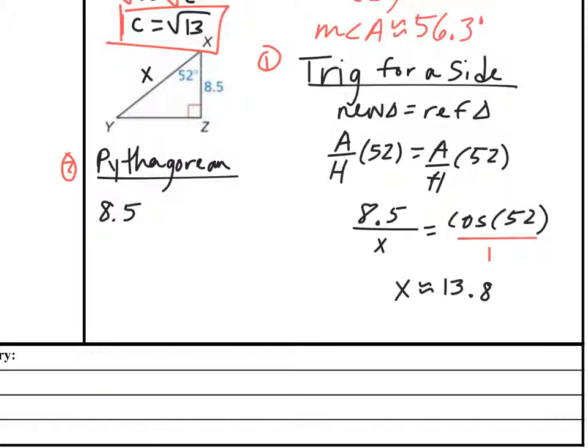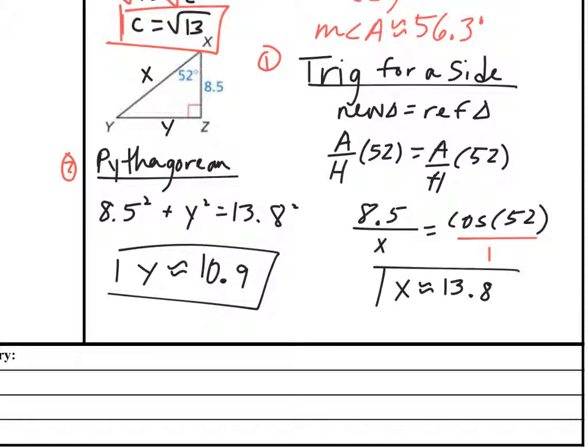Mm-hmm. Do we use 4 digits? Yeah, 4. Is that 10.9? Your missing angle should be 38.